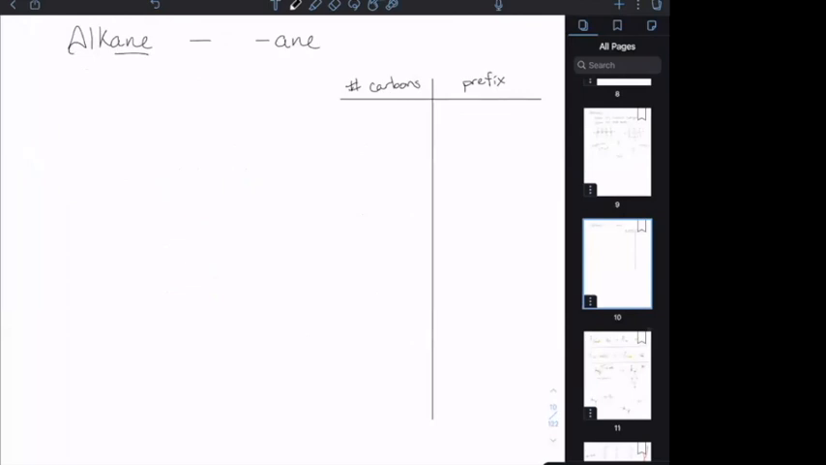So the first bit of information we need is how many carbons there are. For example, the simplest alkane would be just a single carbon, and this has the prefix meth. So this guy right here is methane. If it has two carbons, this is the prefix eth. So this would be ethane.